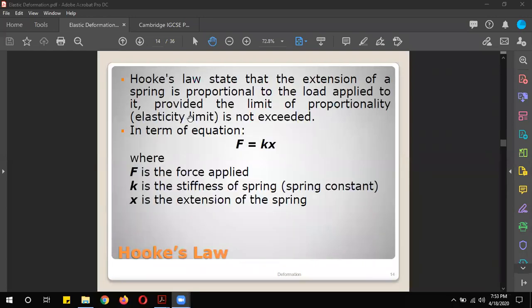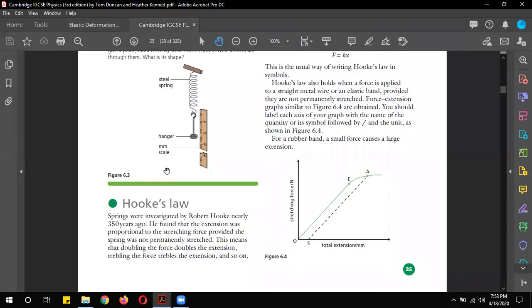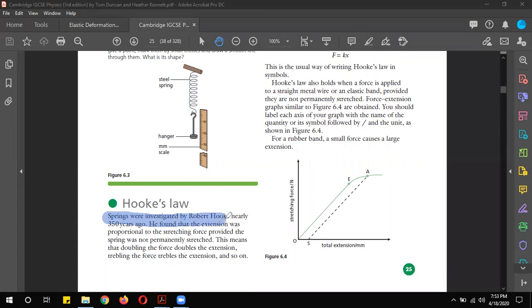Hooke's law. Let's study Hooke's law for a while now. So we can see here. Okay, 10 minutes are left in class. Now Hooke's law states that springs were investigated by Robert Hooke nearly 350 years ago. He found that the extension was proportional to the stretching force.